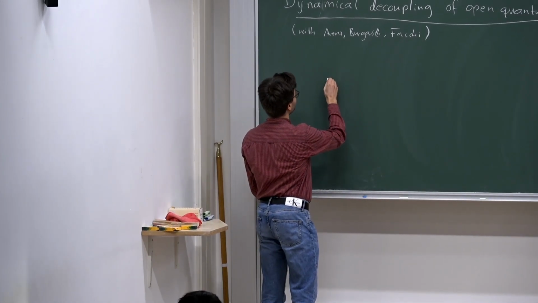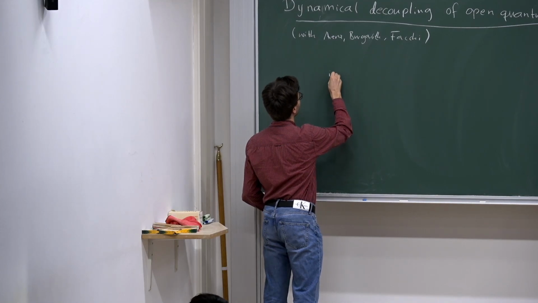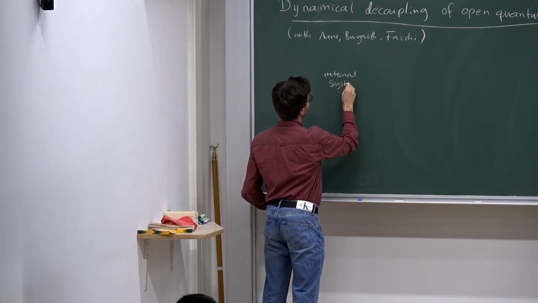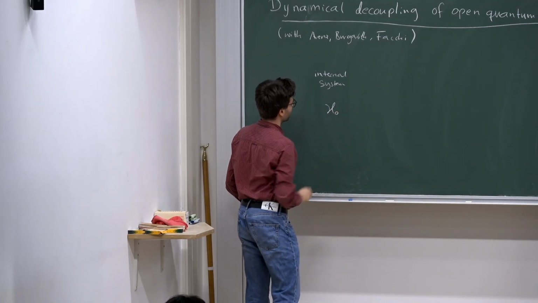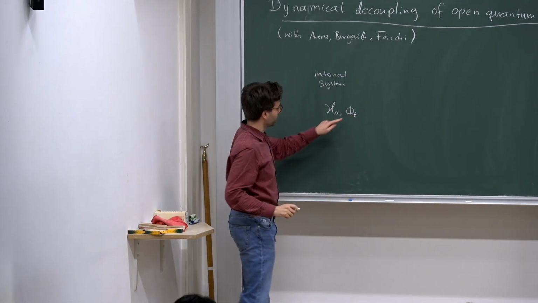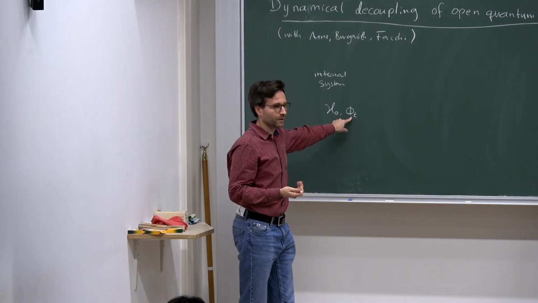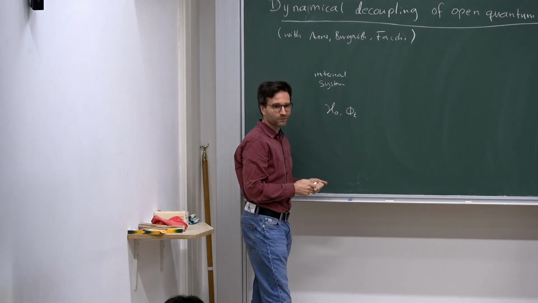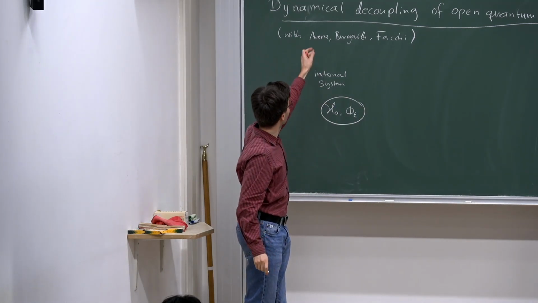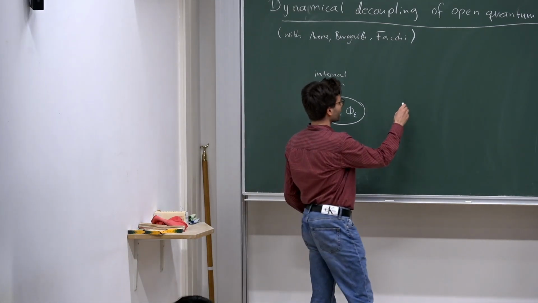So maybe we start as follows. We have, say, an internal system, which is modeled by a Hilbert space, say with a unital, completely positive time evolution on that Hilbert space, so a family of quantum channels. And so that's my one system that I would like to study, for example, my quantum computer.